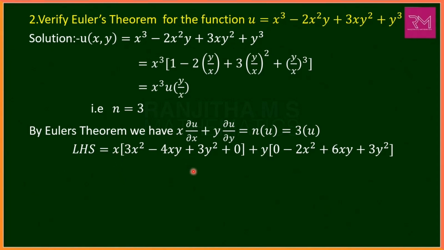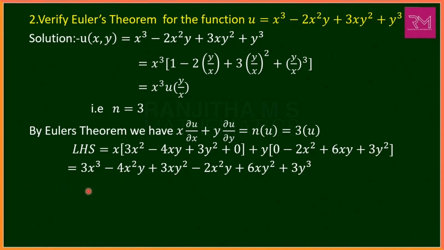Next step, we have to multiply x and y inside the bracket and simplify. We get x into 3x square is 3x cube, minus 4 into x is 4x square y, plus 3y square into x is 3xy square, plus y into minus 2x square is minus 2x square y, plus 6xy into y is 6xy square, plus 3y square into y is 3y cube.